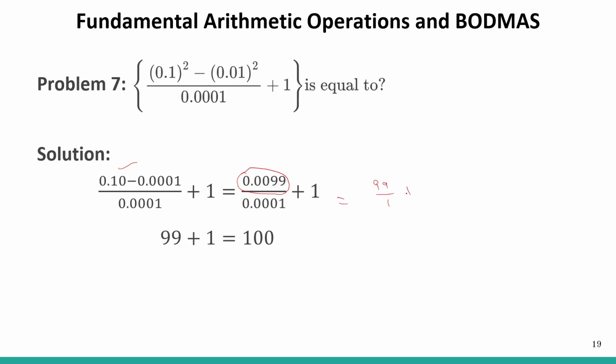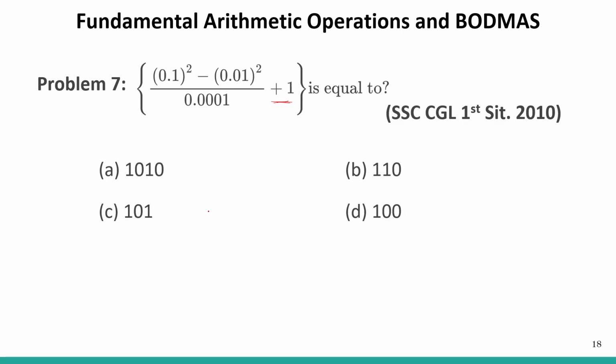99 by 1 plus 1. This is nothing but 100. So 100 is the correct answer. The only correct answer here is D. Option number D is the correct answer. So 110 is wrong, 101 is wrong, 1010 is wrong.